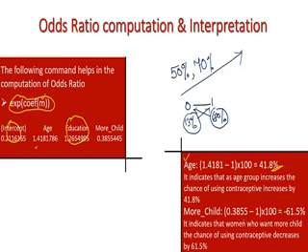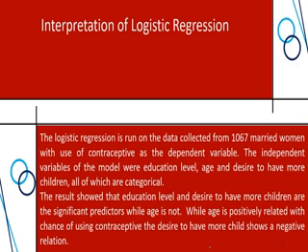So this is how we interpret this. This is called the odds ratio. As you can read here, it indicates that women who want more children, the chance of using contraceptive decreases by 61.5%. So that is how this will go down.